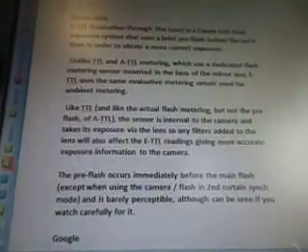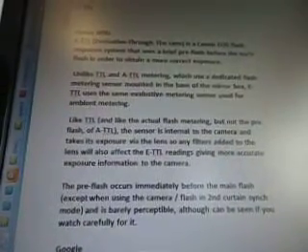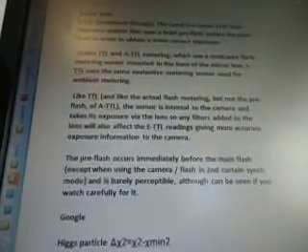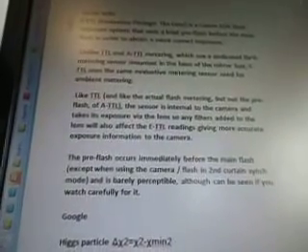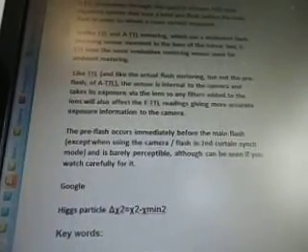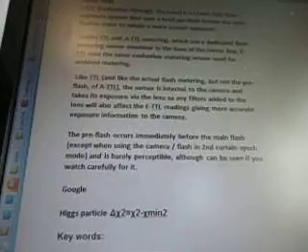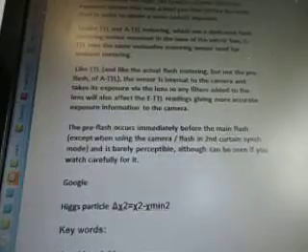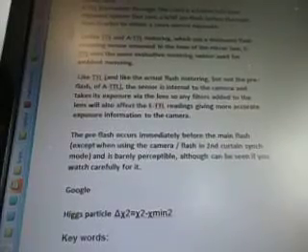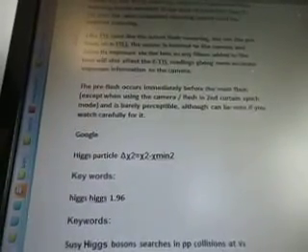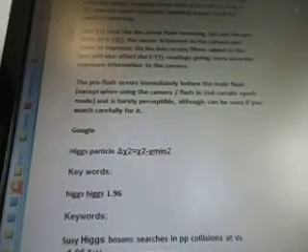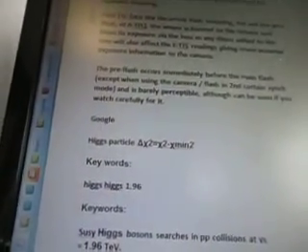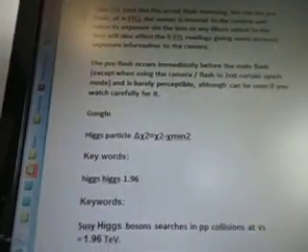Unlike TTL and ATTL metering, which use a dedicated flash metering sensor mounted in the base of the mirror box, ETTL uses the same evaluative metering sensor used for ambient metering. Like TTL and like the actual flash metering, but not the pre-flash of ATTL, the sensor is internal to the camera and takes its exposure via the lens, so any filters added to the lens will also affect the ETTL readings, giving more accurate exposure information to the camera. The pre-flash occurs immediately before the main flash, except when using the camera flash in second curtain sync mode, and is barely perceptible, although it can be seen if you watch carefully for it.